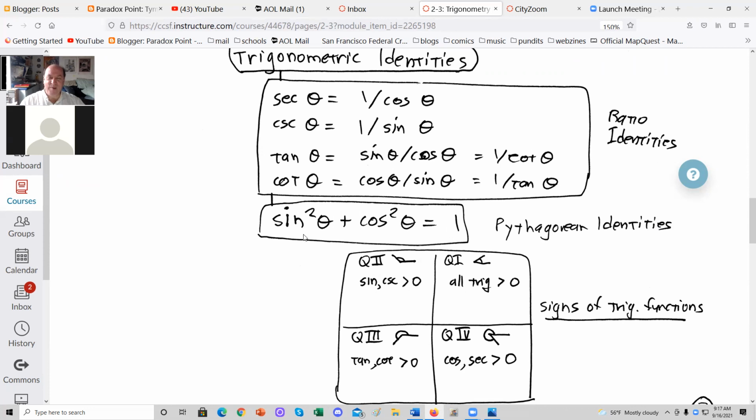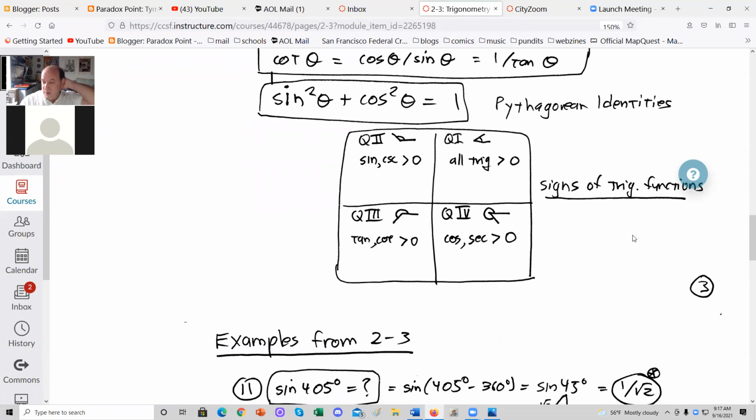Identities, plural, I write here because there are a couple others. If you divide by sine squared, you get 1 plus cot squared equals cosecant squared. If you divide by cos squared, you get that tan squared plus 1 equals secant squared. I'll let that be. There are some questions about what the signs of the trig functions are.